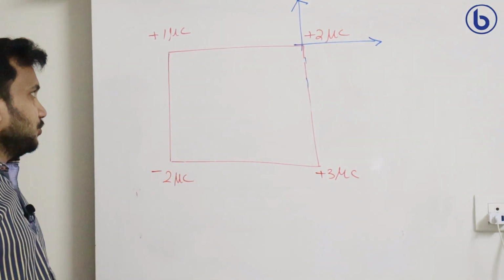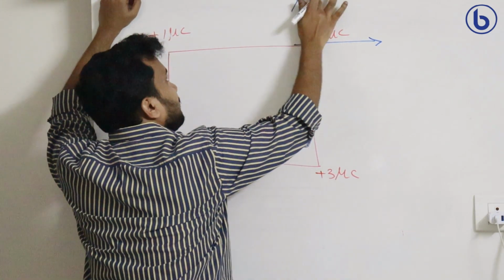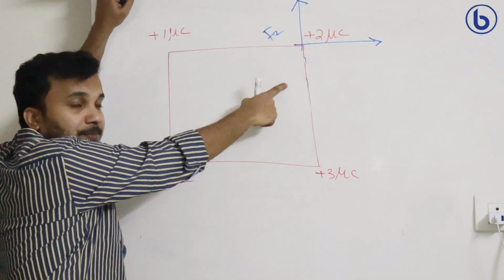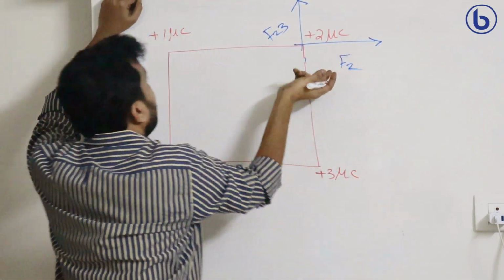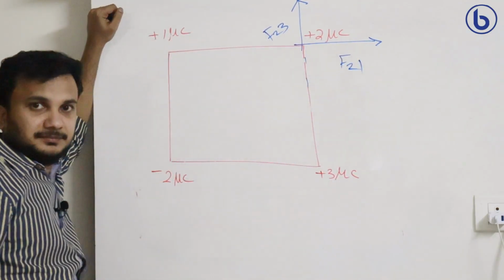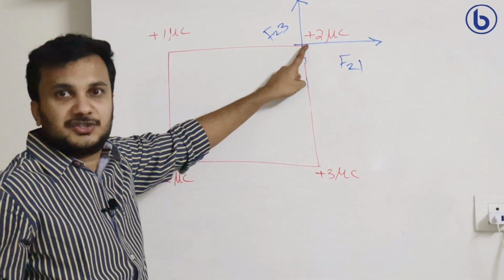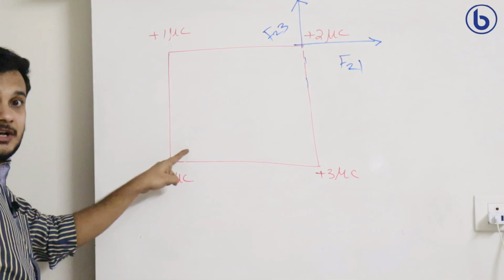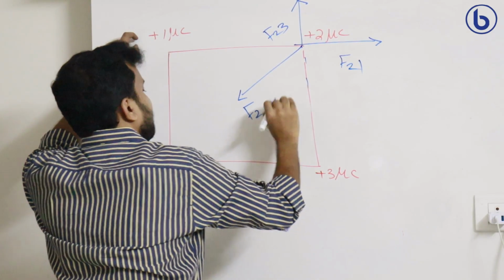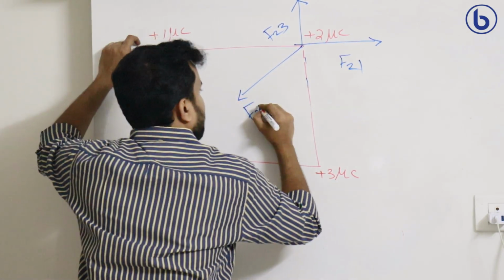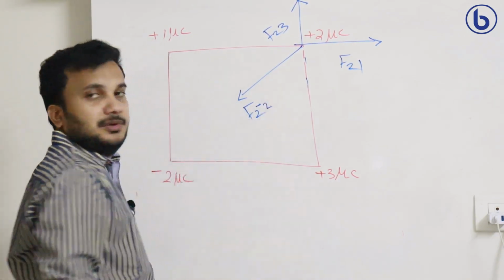Okay, so there is one force here. This force I am writing as the force on charge number 2 because of 3, F23, and here the force on charge number 2 because of 1, F21. Now I have minus 2 microcoulomb and plus 2 microcoulomb. What will happen? This 2 microcoulomb will move like this because it is opposite sign, so it will attract. So I have one force. What is this force called? The force on charge number 2 because of minus 2. I am putting it like this, F2 minus 2.